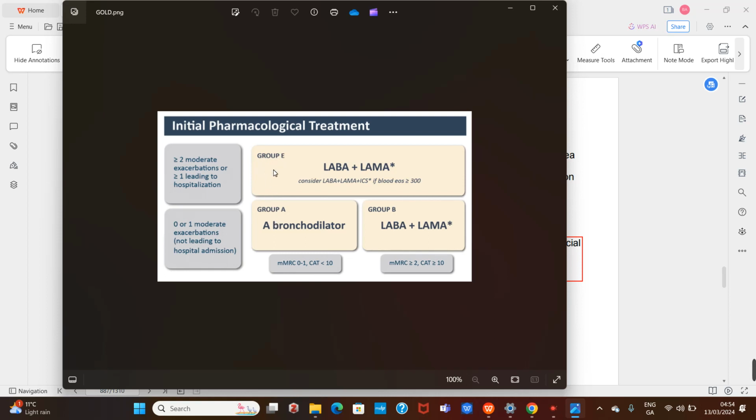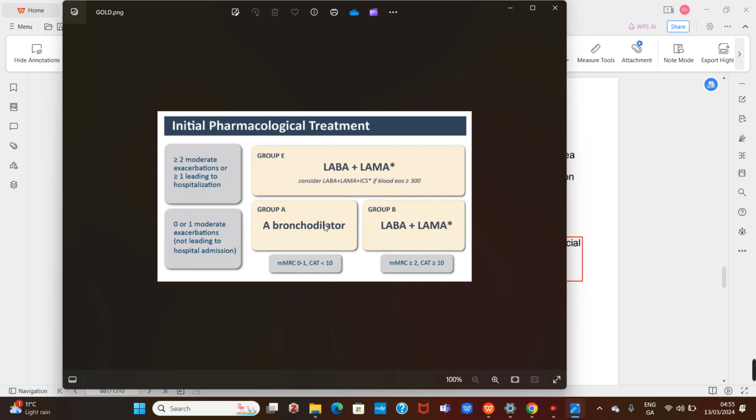If they have 1 exacerbation but it requires hospitalization, put them in E. It is the same thing as having 2 and above. Now, if none of this is fulfilled, they don't have 2 exacerbations, they only have 1 exacerbation and did not land in the hospital, then they will be in group A or B. What will now differentiate A or B is your CAT score. So if they have a CAT score of 10 and above, you put them in B.